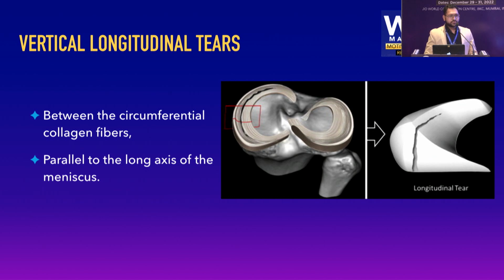So the vertical longitudinal tears, these are the tears between the circumferential fibers of the meniscus. These tears are particularly parallel to the long axis of the meniscus. Means these are the circumferential fibers, and these tears extend parallel to these circumferential fibers.